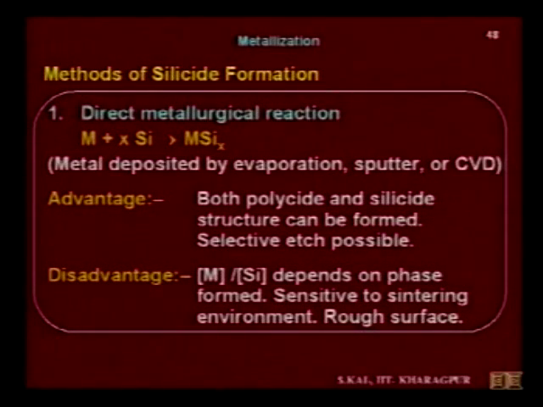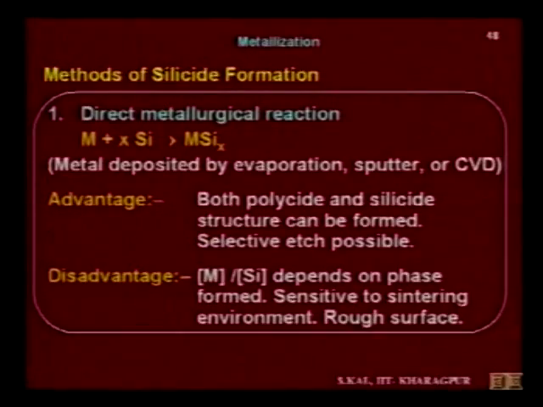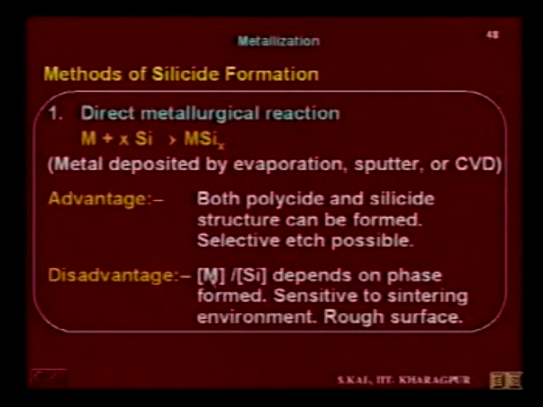If it is not etched selectively, then you cannot get self alignment. That is one of the important conditions, so that you can use the self-aligned process with silicide. And the disadvantage of this particular reaction mechanism is that the molecular ratio of metal to silicon depends on the phase formed, which silicide is formed.